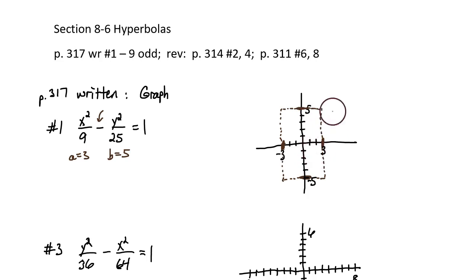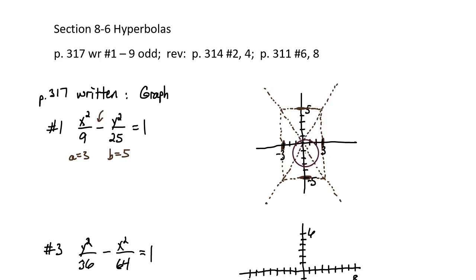Next step, draw the diagonals of that rectangle. As you draw them, the diagonals will go through the center of the rectangle, which will end up being the center point of the hyperbola. In this problem, that is the origin, 0, 0. Each asymptote is a linear function that would have an equation or a slope if you ever needed to find them.